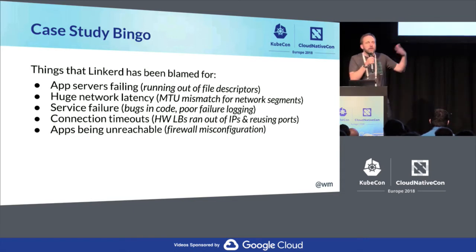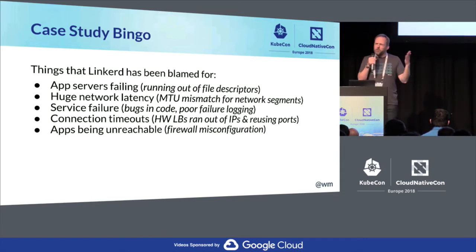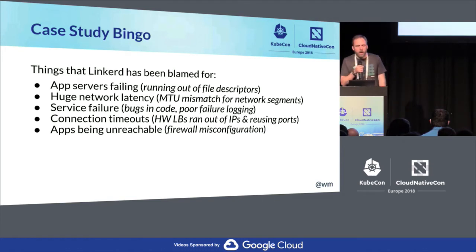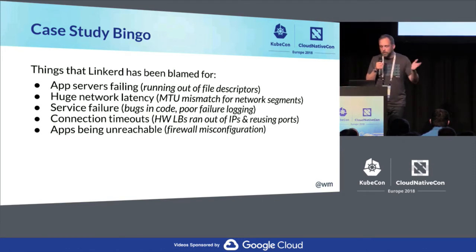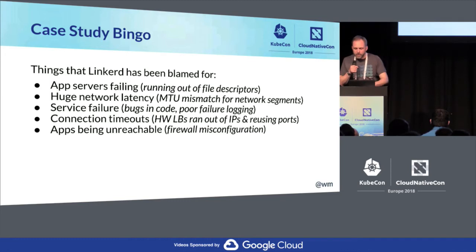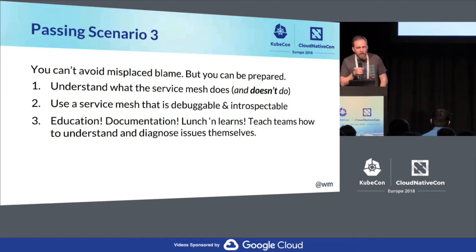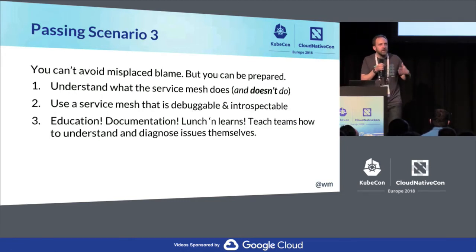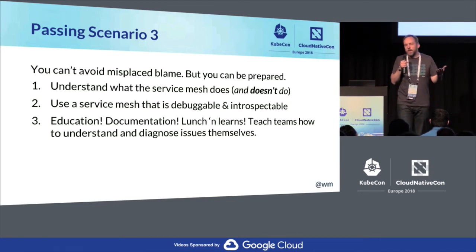Connection timeouts, turns out the hardware load balancers were running out of IPs and were reusing ports or doing something totally wacky. Apps were unreachable. We misconfigured our firewall. There's probably another 20 things I could put on here. You can't avoid this, right? You have to just get through this. You can be prepared for it, right?